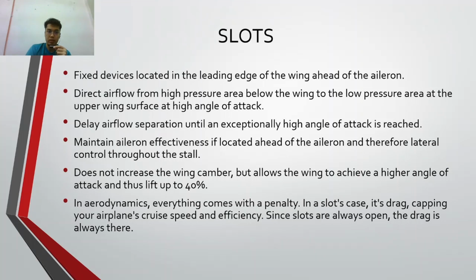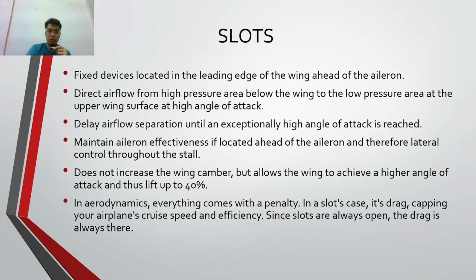It is a fixed device located in the leading edge of the wing ahead of the aileron. It directs airflow from the high pressure area below the wing to the low pressure area at the upper wing surface at high angle of attack. Consequently, it will delay airflow separation until an exceptionally high angle of attack is reached. Moreover, it will maintain aileron effectiveness if located ahead of the aileron, and therefore lateral control throughout the stall.